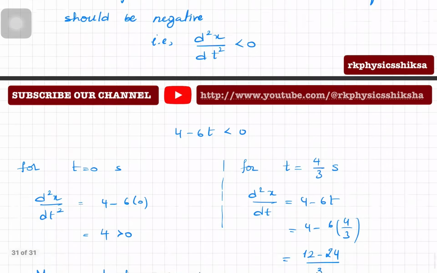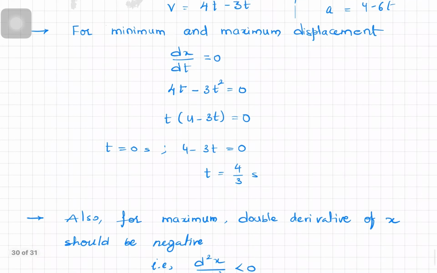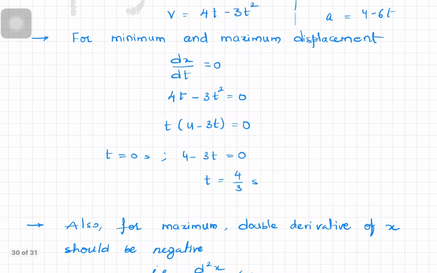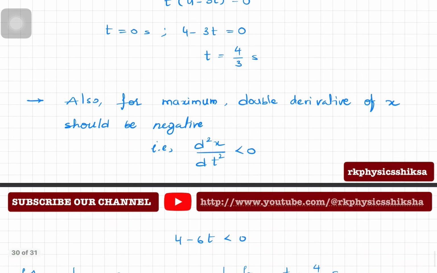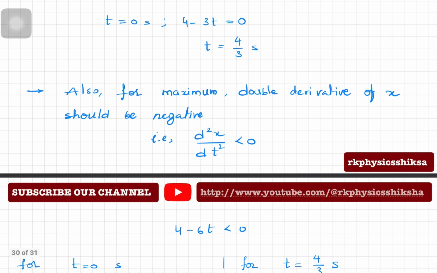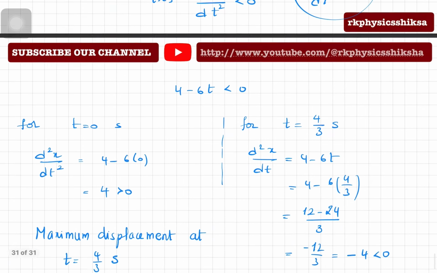The condition for the maximum or minimum is that the slope is 0, that is, at the maximum or the minimum the slope is 0. To verify whether it is maxima or minima, we just double differentiate, and if d square x by dt square is less than 0, then it will be maxima, and if d square x by dt square is greater than 0, then it will be minima. Please remember this condition as well.